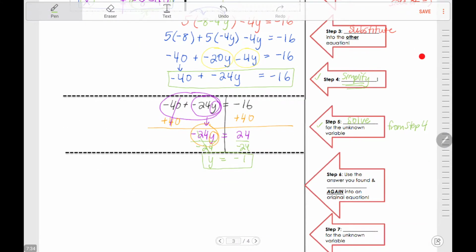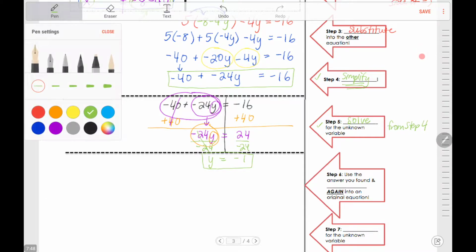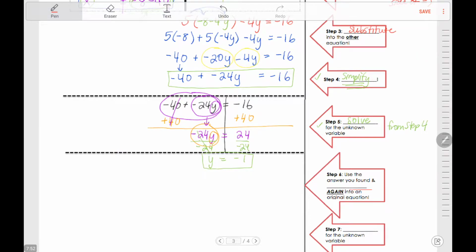Step 6, okay? First of all, are we done? Did we solve this system? No, only having a y coordinate is not going to help me because on a graph, when we graph two equations, we should see a coordinate. That's an x and a y value that we need. So now I need to find the x value. So step 6 says use the answer you found and substitute again into an original equation.